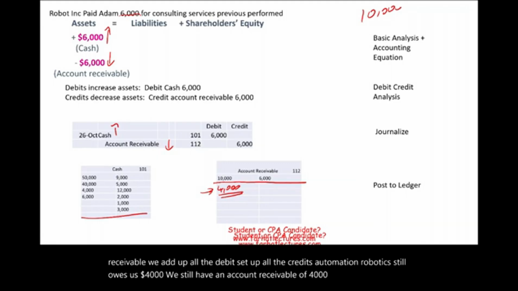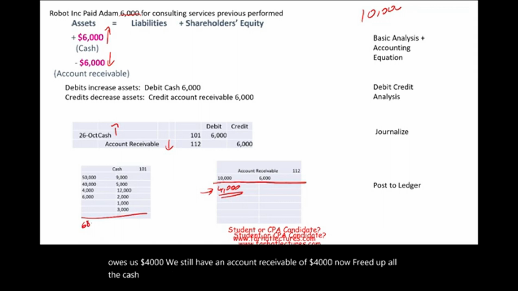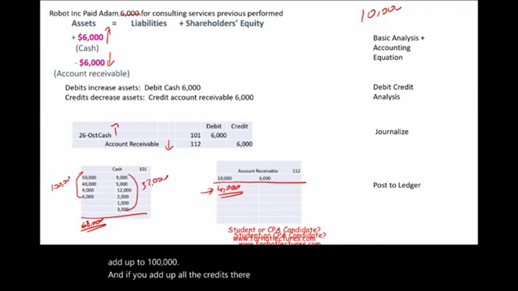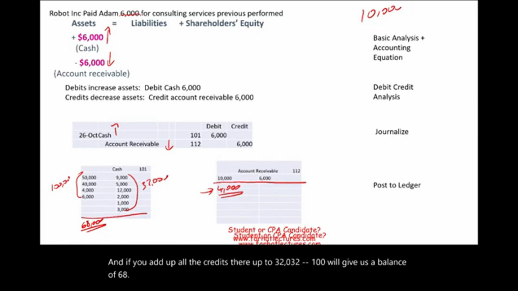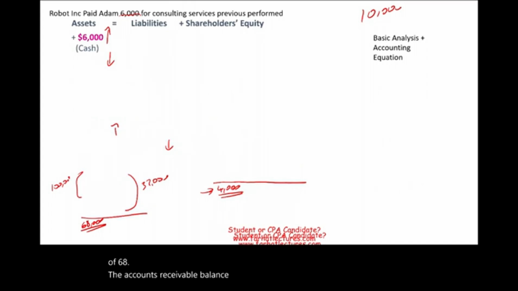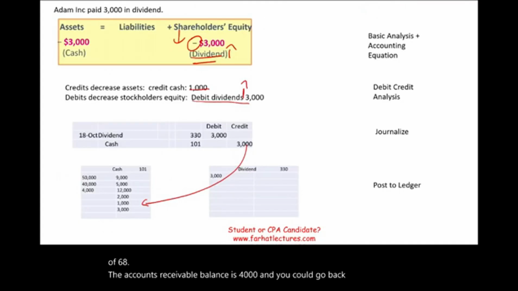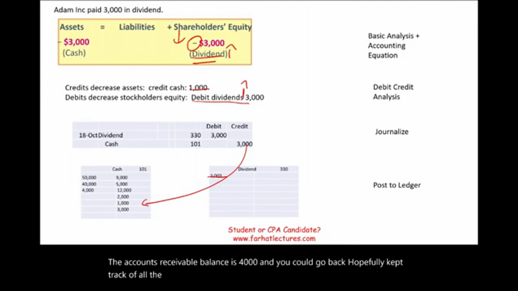Now, if we add up all the cash balance, we should have in total a net balance of 68. So the debits all add up to 100,000. And if you add up all the credits, they add up to 32,000. 100 minus 32 will give us a balance of 68. The account receivable balance is 4,000. And you could go back, hopefully you kept track of all the balances. Dividend 3,000, so on and so forth.